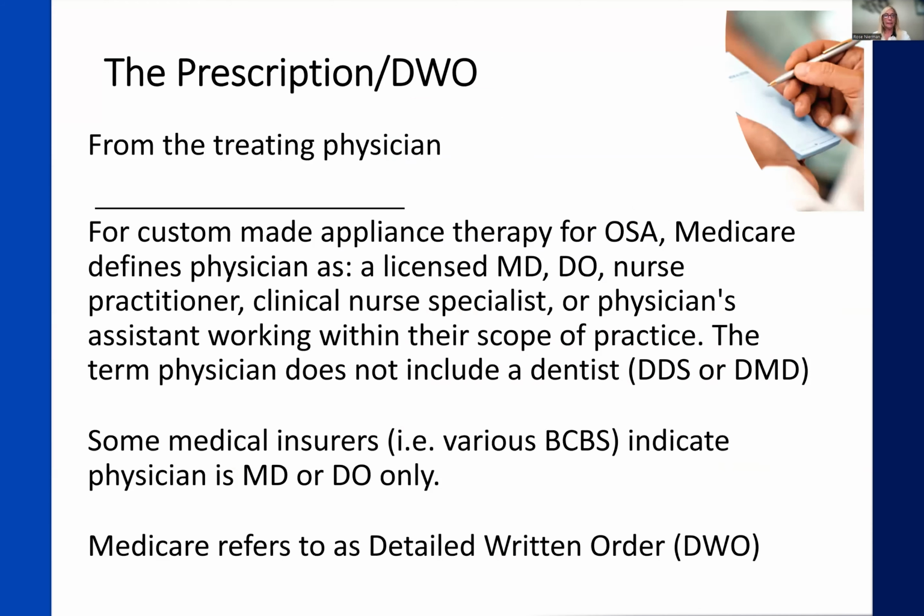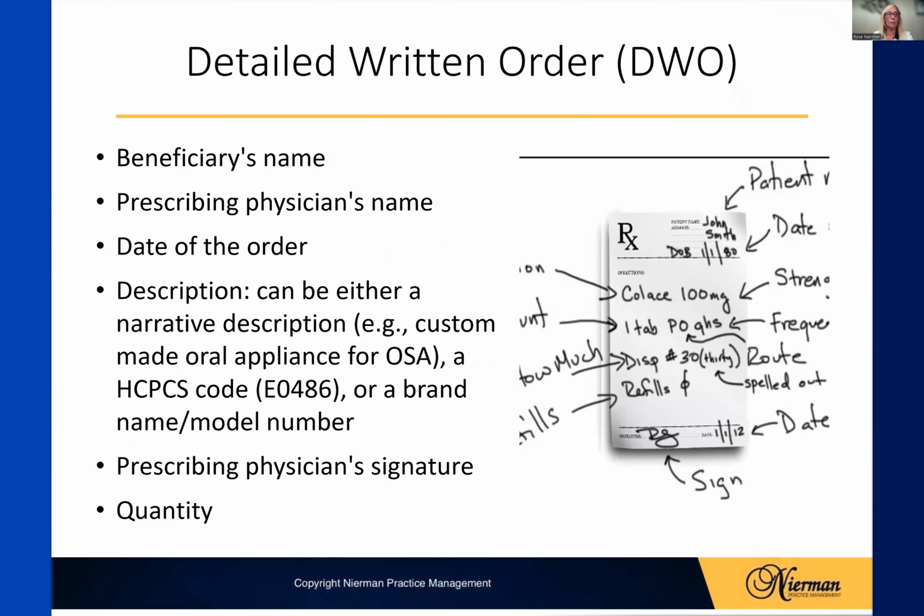Okay. Prescription. With Medicare, it's called the detailed written order. So that's the treating physician, who can sign that. According to Medicare, that can be an MD, a DO, a nurse practitioner, clinical nurse specialist, or physician's assistant. The term physician in this case does not include a dentist. Some medical insurers like Blue Cross Blue Shield indicate the physician is an MD or DO who signs that written prescription. So that's important to have the elements to that.